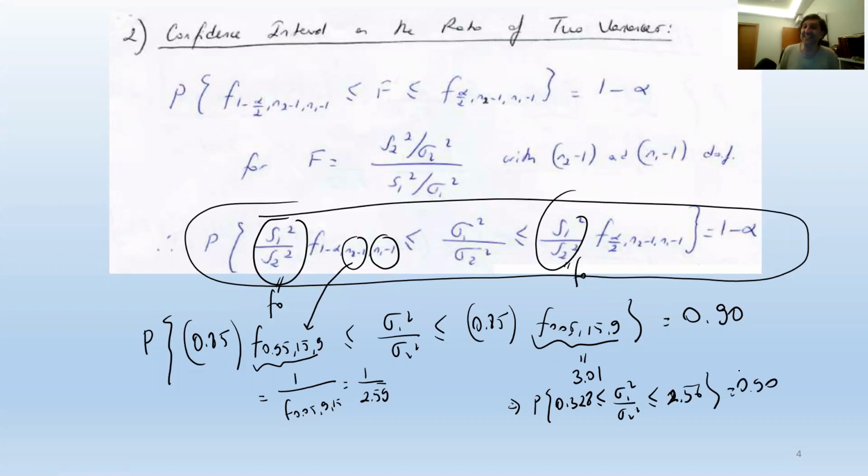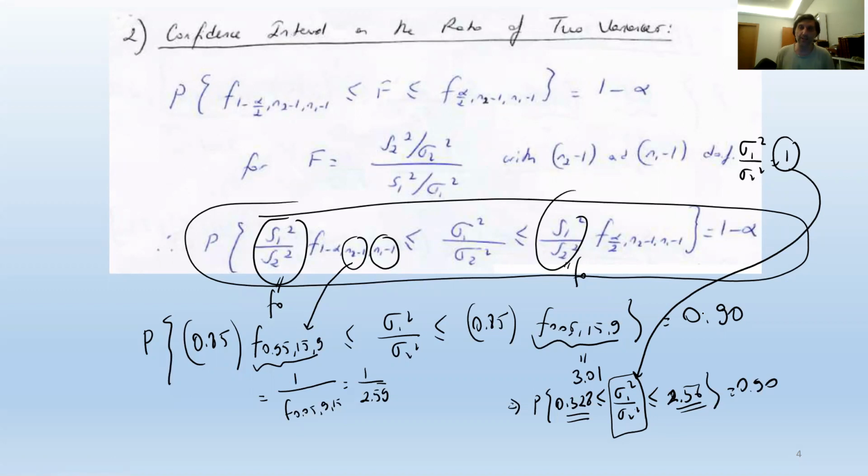Therefore, at a significance level of 90%, the ratio of the variance of the first process to the second process is going to be between 0.328 and 2.56. Here is the important point. Since 1 lies in this interval, we won't be rejecting the null hypothesis.